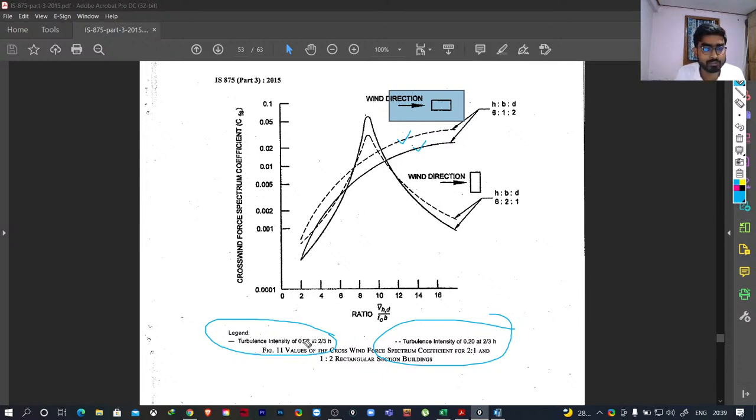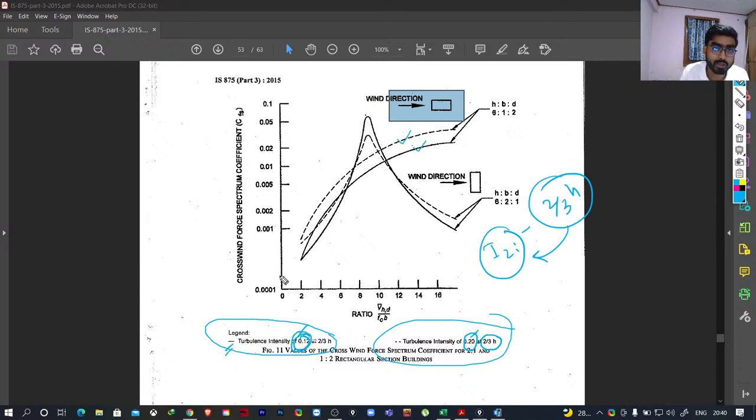Maybe you get a value which is greater than 0.12, but you have to understand which value it is closer to. It is at 2 by 3 h height. The turbulence intensity Iz, you need to find out at 2 by 3 h, 2/3 of the total building height. And then you need to check whether it is closer to 0.2 or closer to 1.2. If it is closer to 1.2, you will choose the solid line. If it is closer to 0.2, then you will choose the dotted. This especially represents how the structure is oriented.